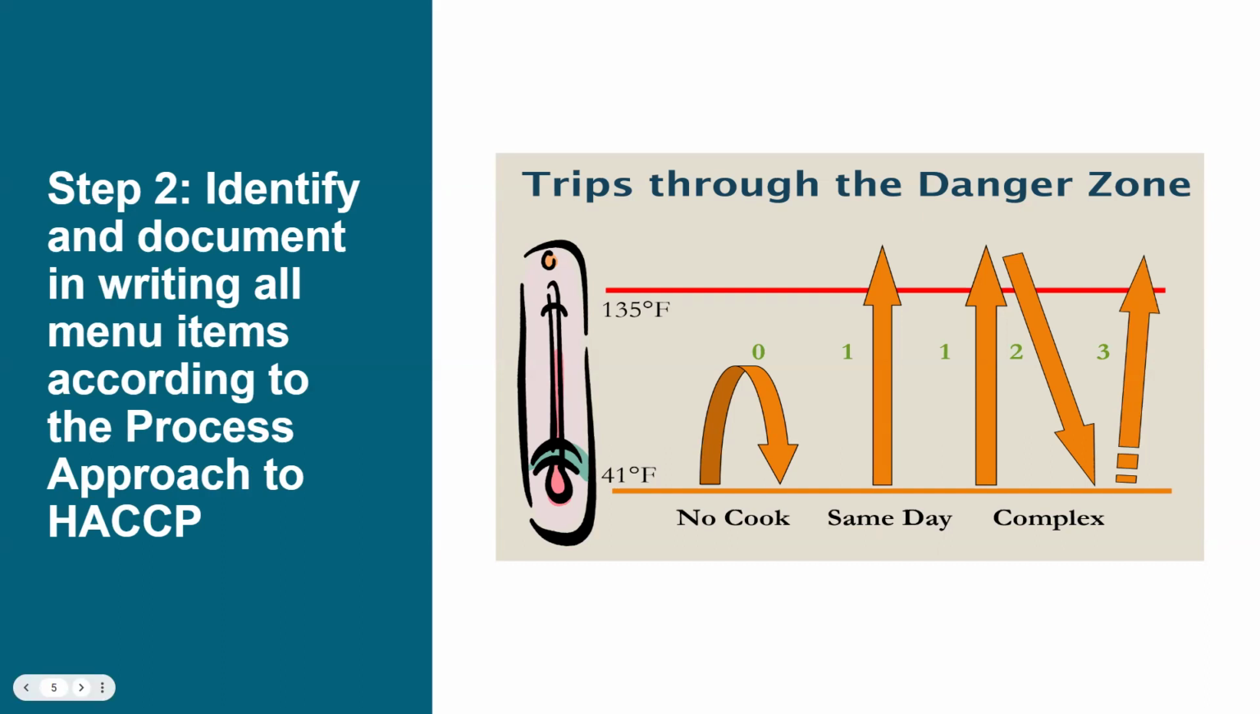Process number 1, no cook. The menu item does not go completely through the danger zone in either direction. Process number 2, same day service. The menu item takes one complete trip through the danger zone, going up during cooking, and is served. And process number 3, complex food preparation. The menu item goes through both heating and cooling, taking 2 or more complete trips through the temperature danger zone.